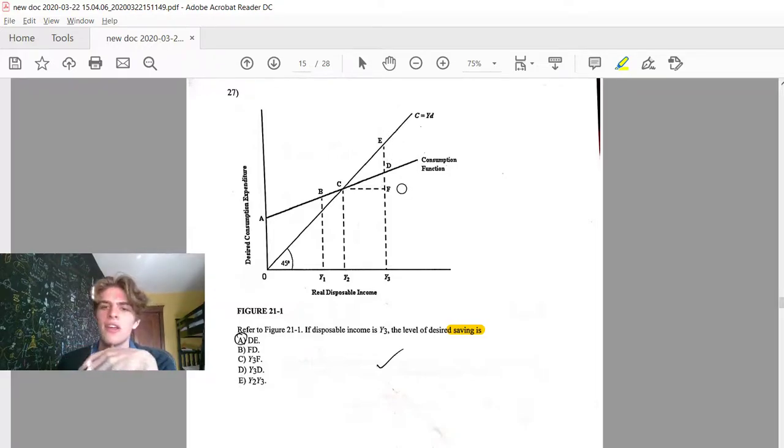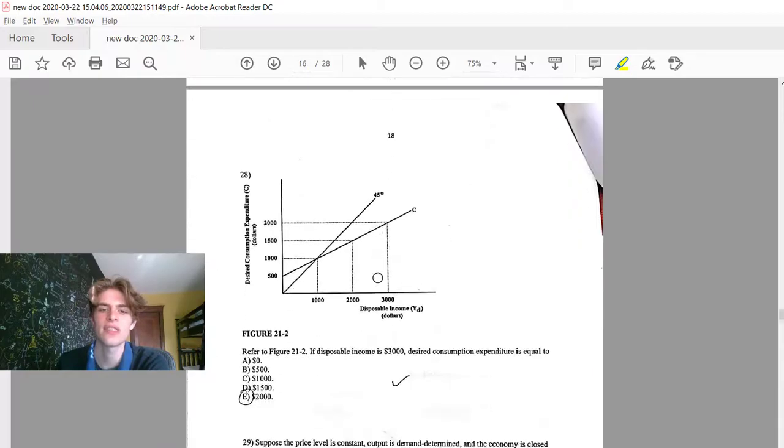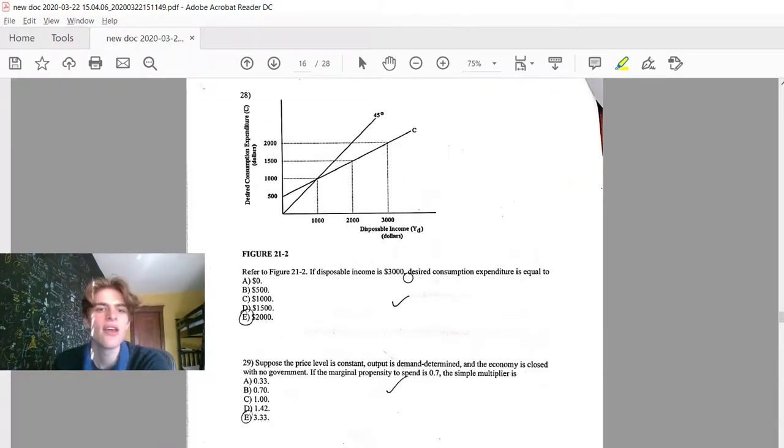This one, I think I was just looking at an old midterm and saw this, so I got kind of lucky. It definitely threw some people off, and it would probably throw me off if I hadn't seen it before. So that's just the idea that we either save or spend all of our income, and the difference is the saving in this case. If disposable income is 3,000, desired consumption expenditure is 3,000. If disposable income is 3,000, desired consumption expenditure is 2,000.